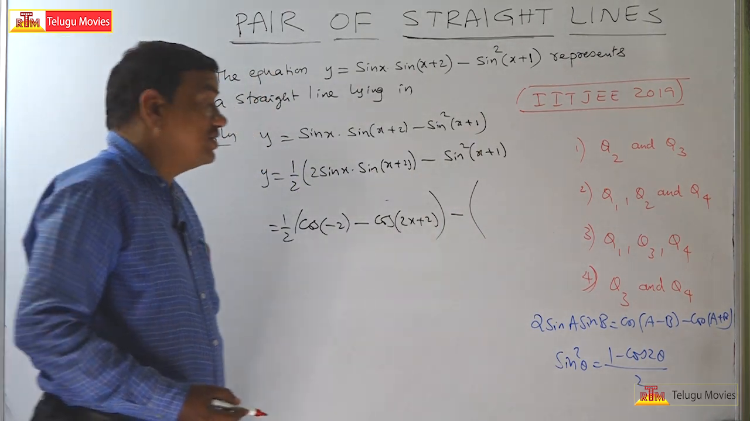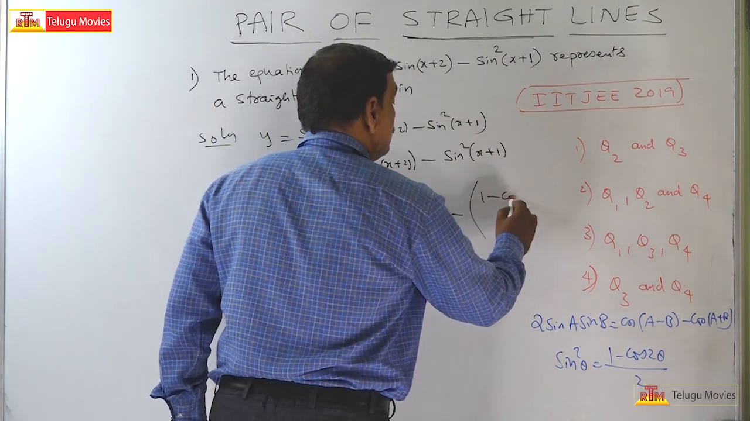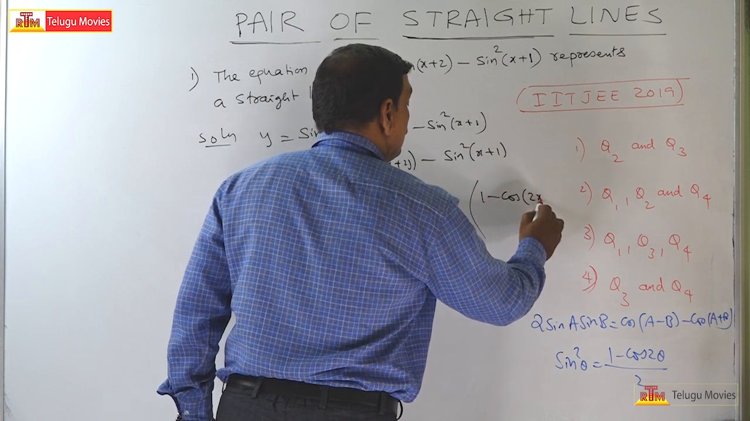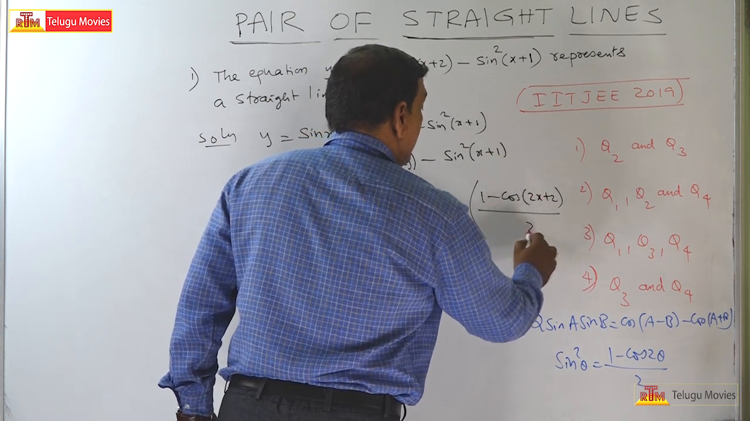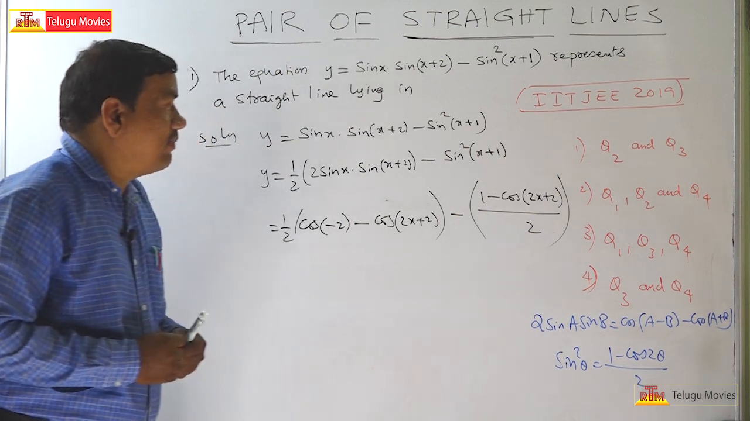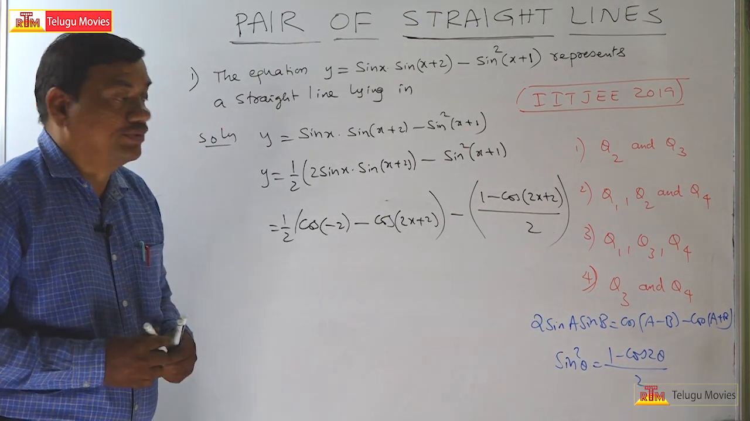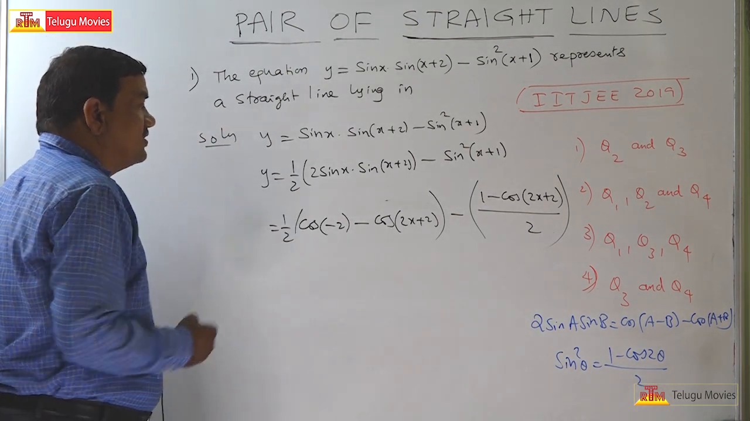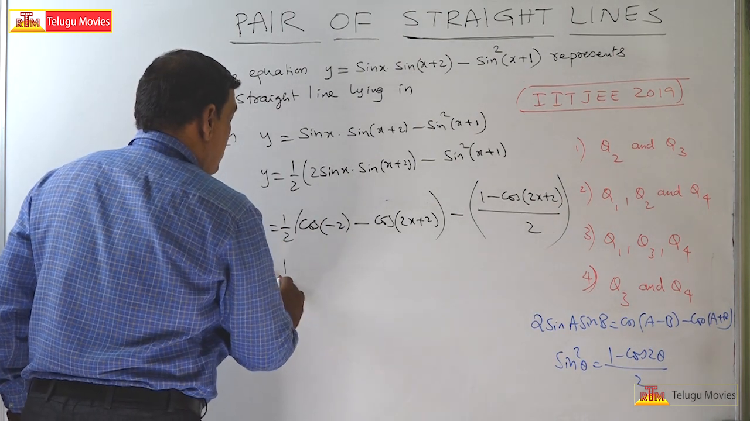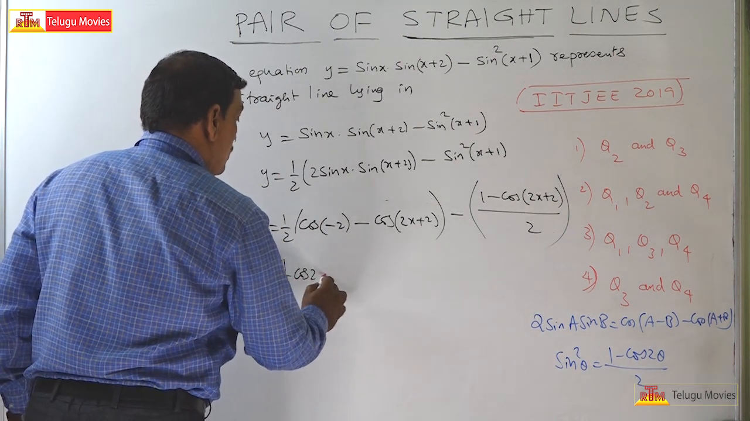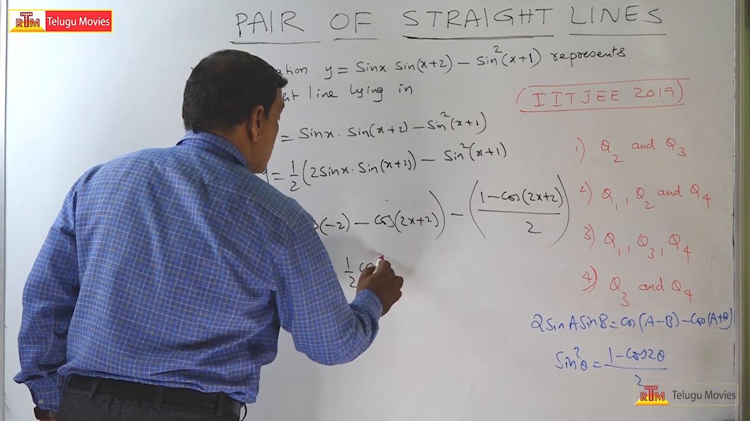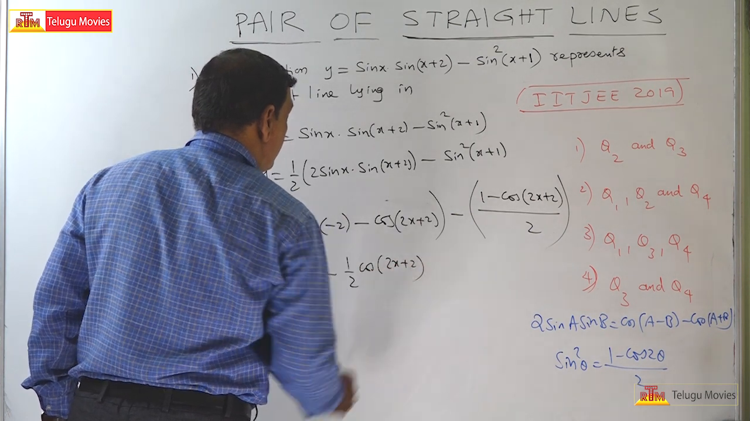Sin² theta means what? (1 minus cos 2 theta) by 2. Understand? So if you simplify this, we can get it as 1 by 2 cos 2 minus 1 by 2 cos of (2x + 2).